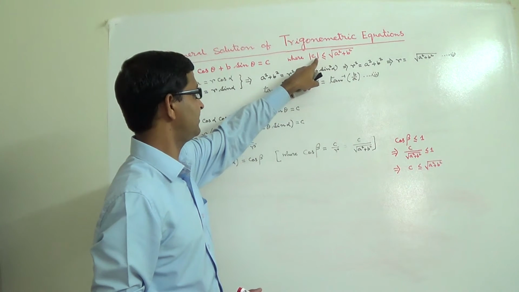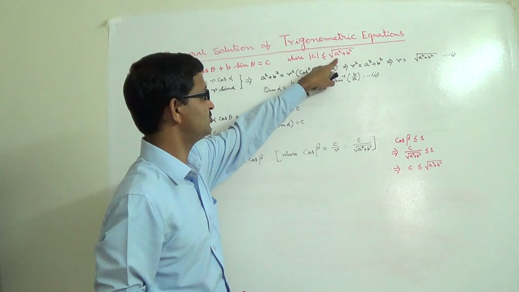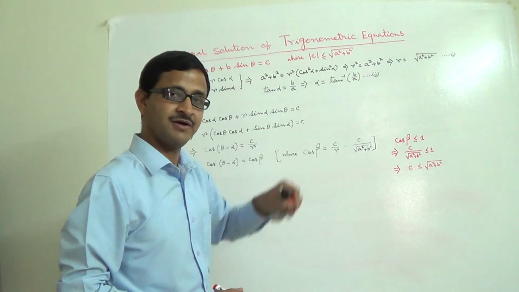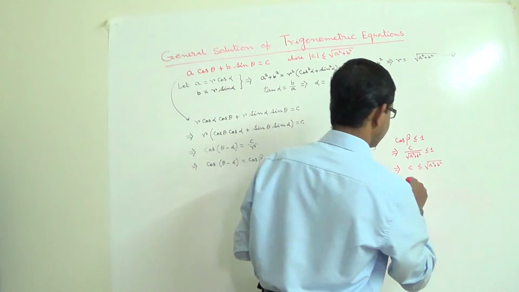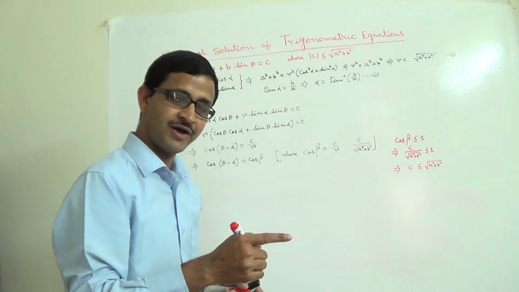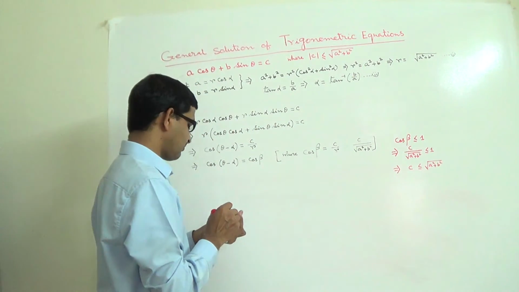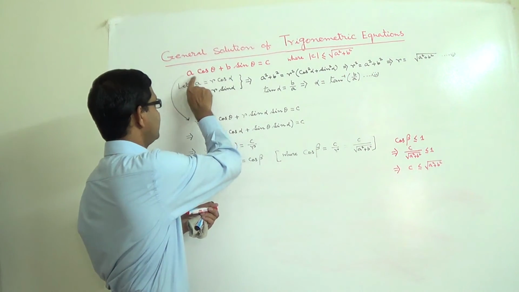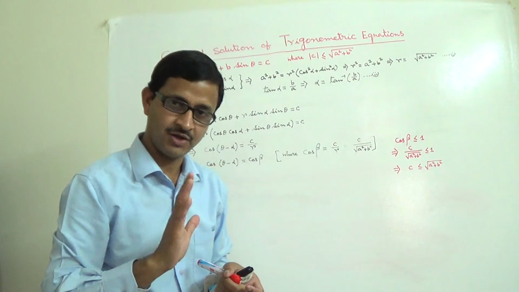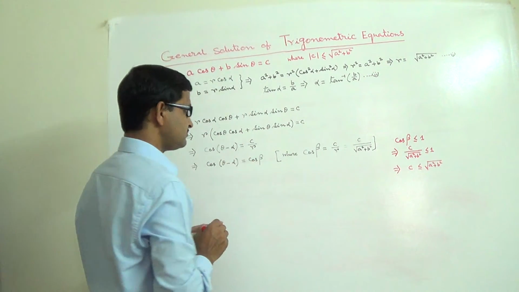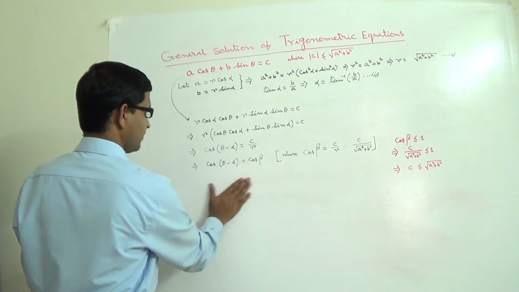Whether it is minus or plus, it should always be less than or equal to square root of A square plus B square. So if we see that mod C is greater than square root of A square plus B square, then it is not possible to find a solution to this equation A cos theta plus B sin theta equal to C. Now you understood? Good. So anyway, let's come back to our solution.